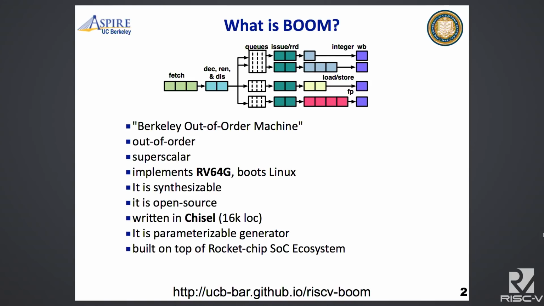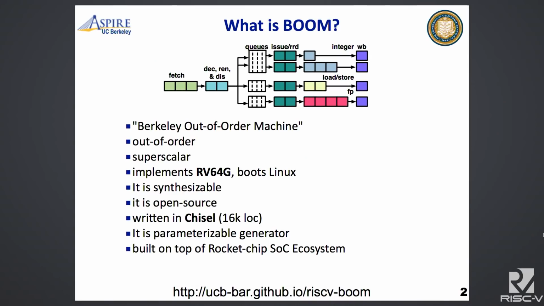This implements the RV64G general purpose ISA with enough supervisor support and page-based virtual memory so that we can boot Linux or run applications on top of it. It's synthesizable, so we can put this on an FPGA. We can push this through a CAD flow and get a piece of silicon back out of it. And it's open source, so you can download it, play with it, update it, improve it, and give those changes back to us. It's written in 16,000 lines of Chisel.